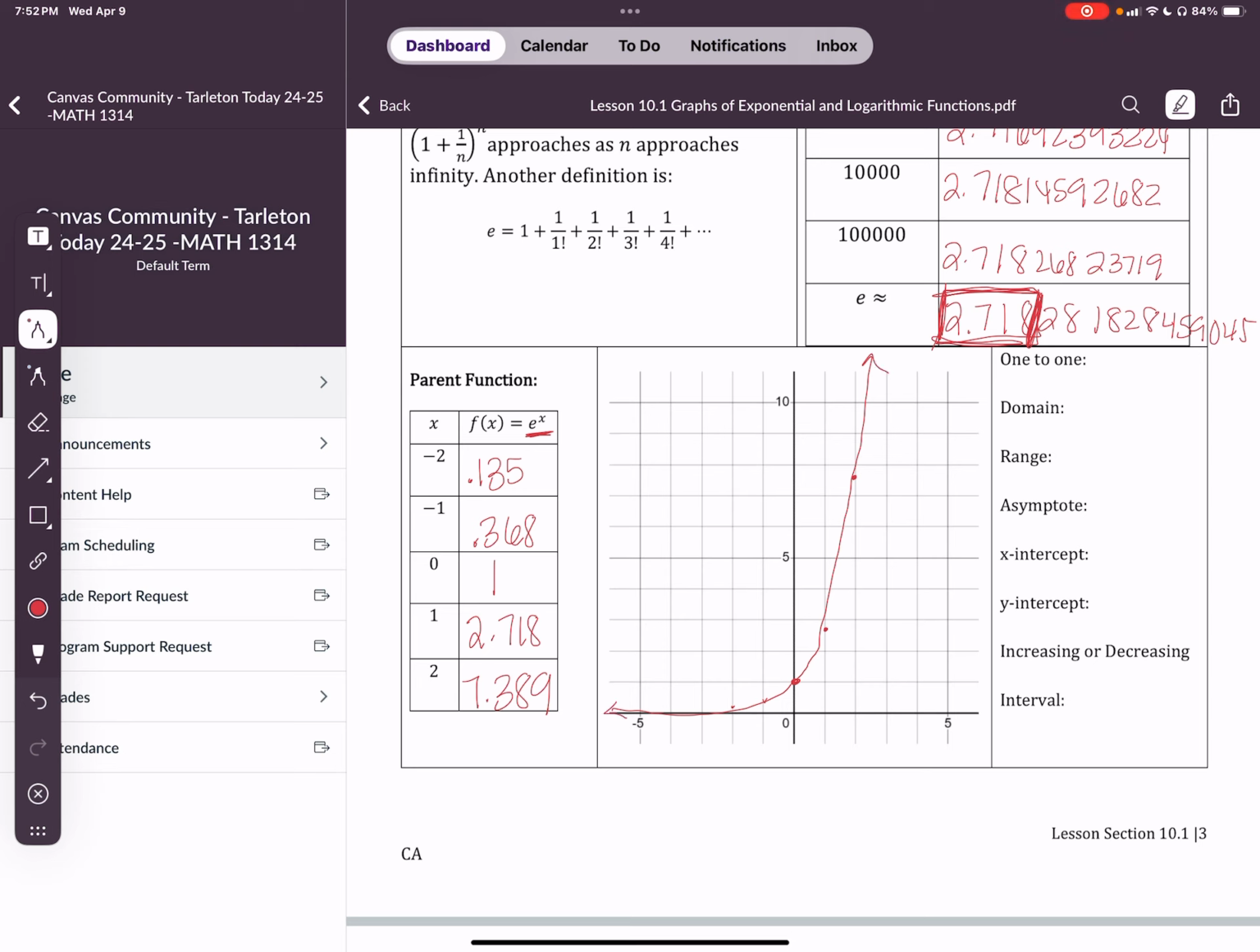Okay, and just like we did on the first one, is it 1-to-1? Yes, again, because it passes the horizontal line test. The domain is still negative infinity to positive infinity, or you could just say all real numbers. The range on this one would be 0 to infinity. It does have a vertical asymptote at y equals 0. There is not an x-intercept, but there is a y-intercept at 0, 1.